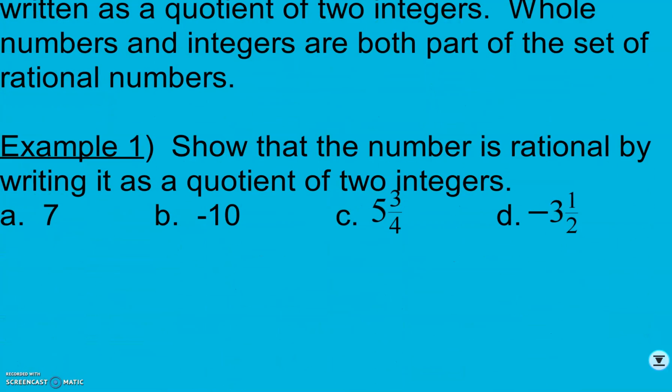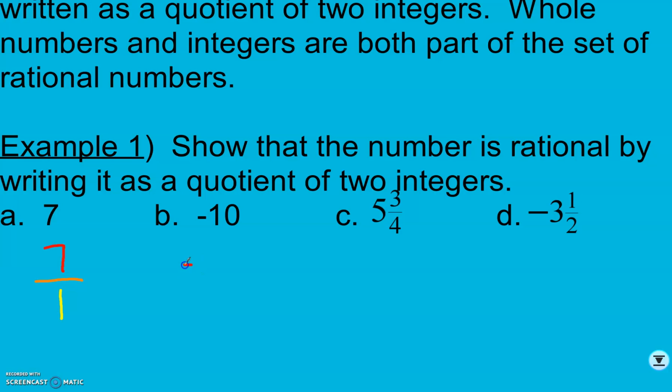In example 1, it says, show that the number is rational by writing it as a quotient of two integers. So, quotient of two integers, guys, just means we're going to write it as a fraction. Rational numbers can be written as fractions. We can take whole numbers, like 7, and in order to write it as a fraction, we can make our denominator 1. We count up how many decimal places we have, and have that many zeros after the 1 in our denominator. Here I have no numbers after my decimal, so I don't need any zeros there. It's just 7 over 1. 7 divided by 1 is the same thing as 7.